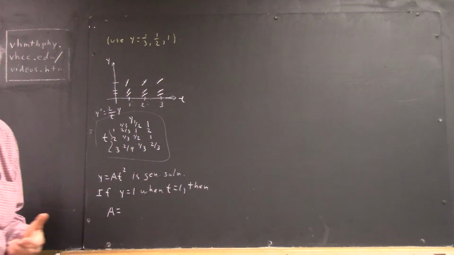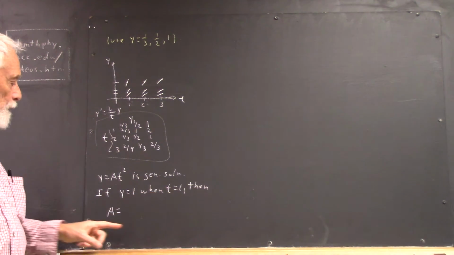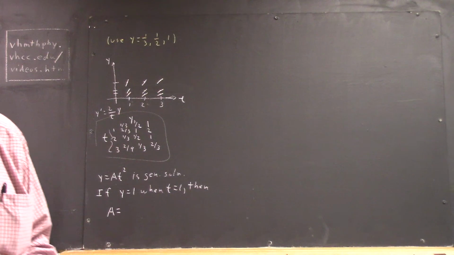Okay, so my question now is, if we know that y equals 1 when t equals 1, then what's the value of a? It's only 1.